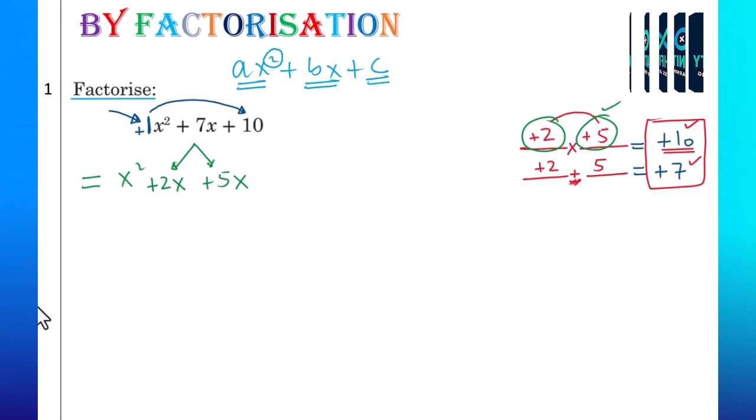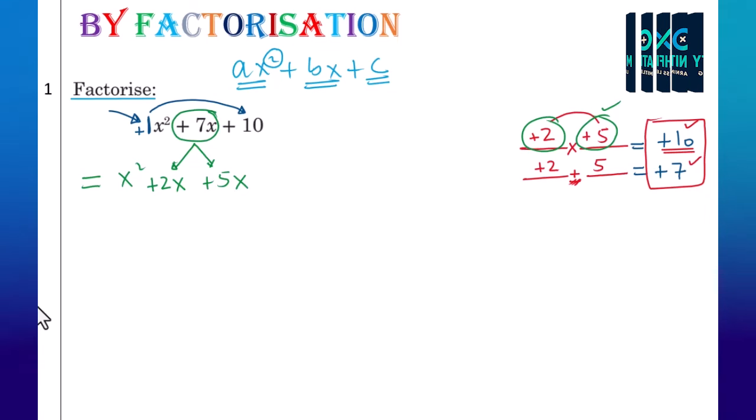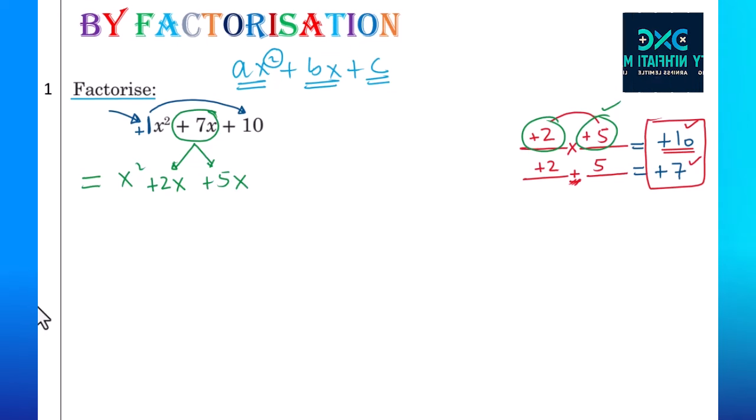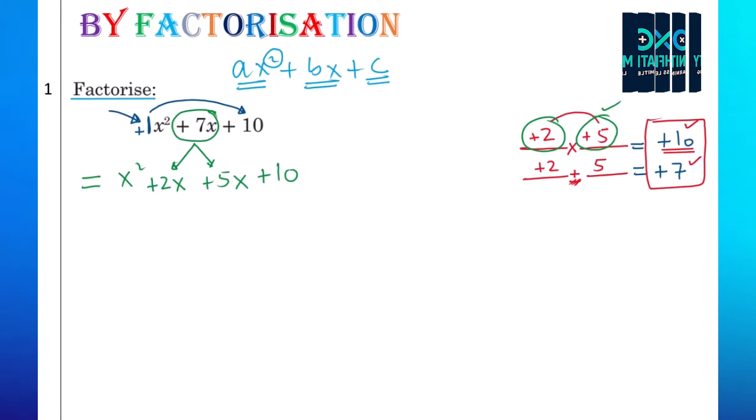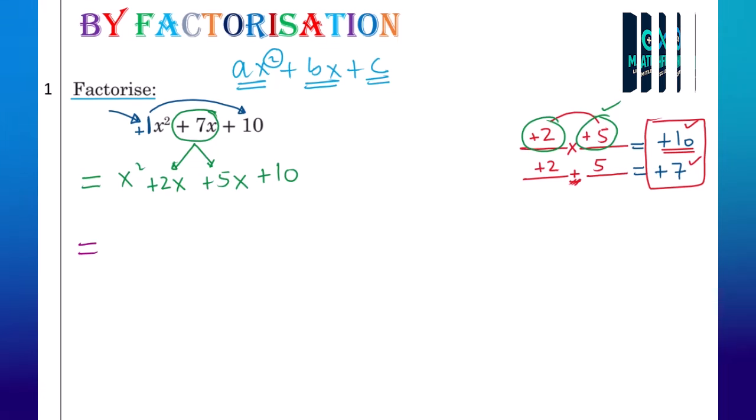So technically, if you concentrate, it was 7x, and we break this into two different parts, positive 2 and positive 5. And the constant number we will write as it is. Now we got four terms here. So we learned in the last lesson how to factorize four terms.